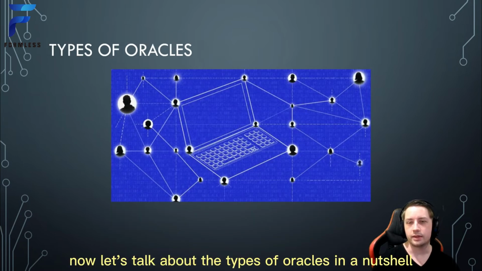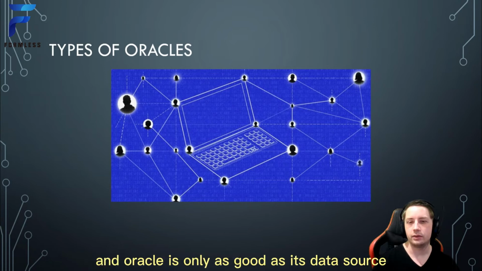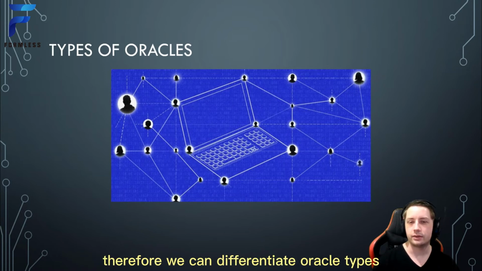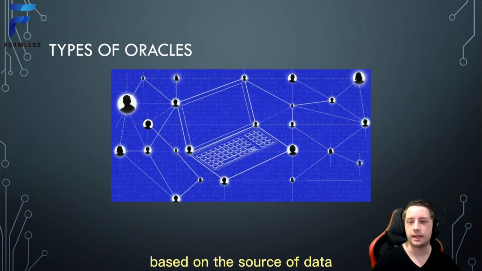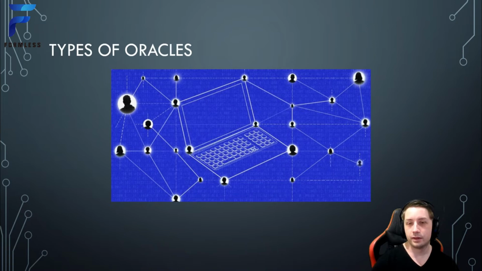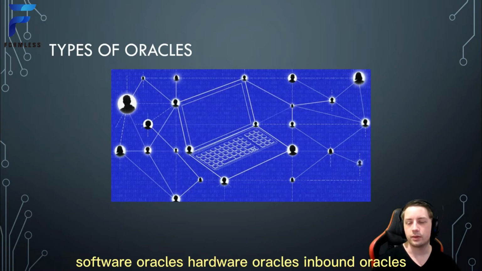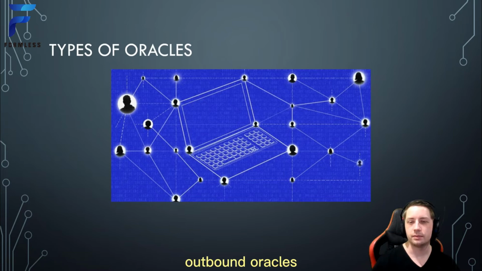Now let's talk about the types of oracles. In a nutshell, an oracle is only as good as its data source. Therefore, we can differentiate oracle types based on the source of data, the direction of the information, and the level of trust it represents. There are presently software oracles, hardware oracles, inbound oracles, outbound oracles, and smart contract specific oracles.